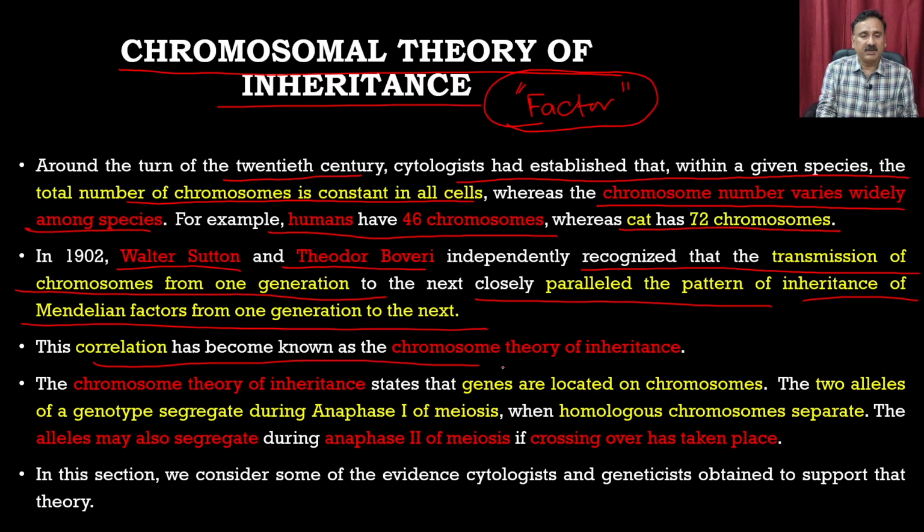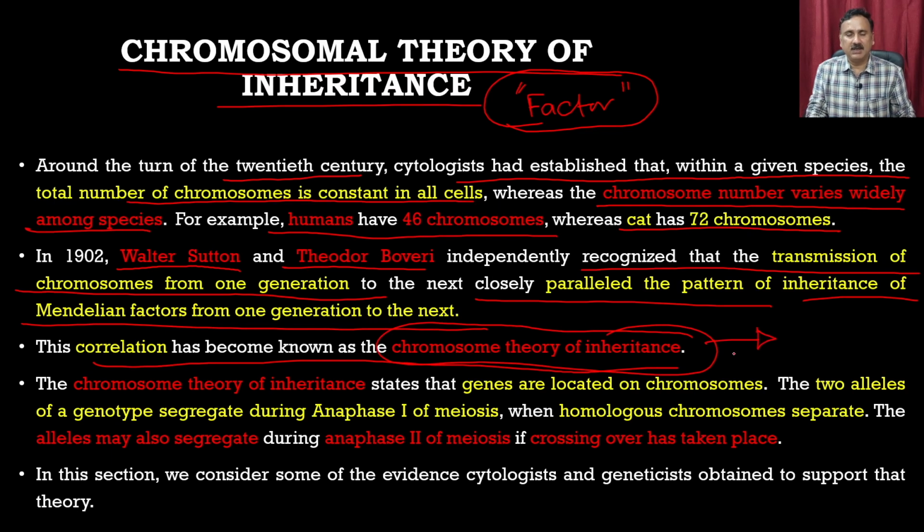This correlation has become known as the chromosomal theory of inheritance. So basically, what chromosomal theory is saying is that you are actually carrying the chromosomes, and these chromosomes are the genetic material that is going from one generation to the next generation, right?